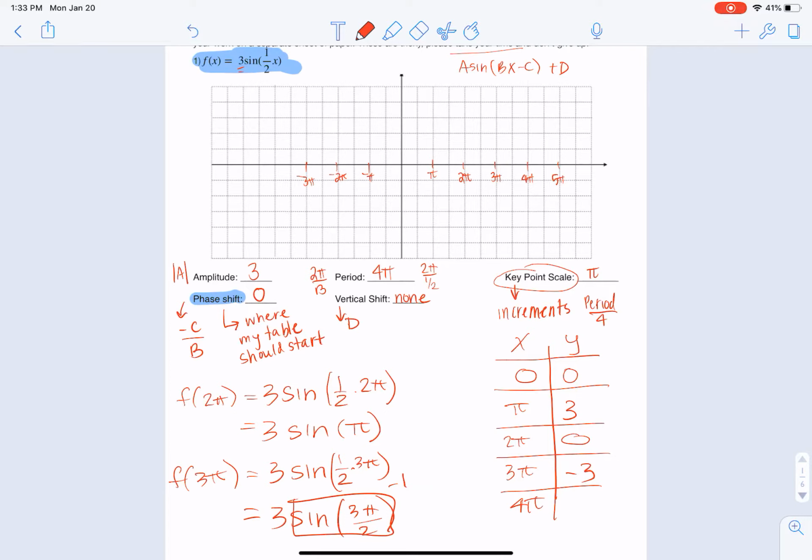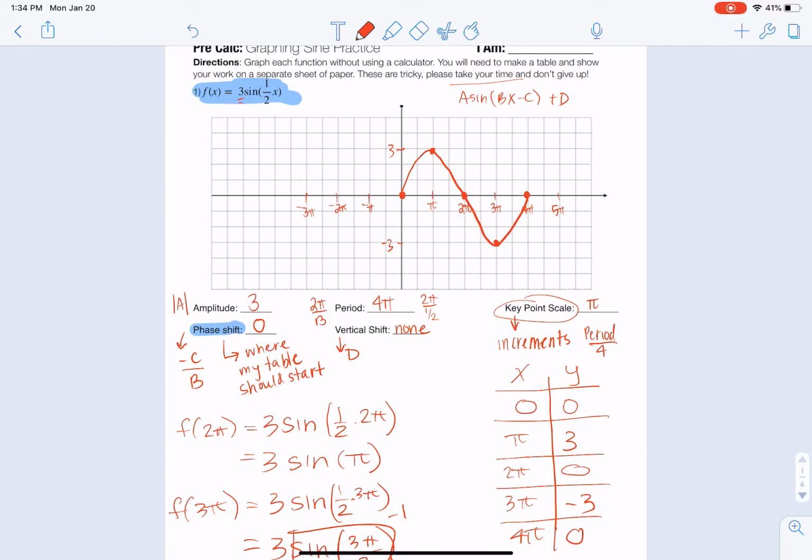And if I plug in 4 pi, I'm back where I started at 0, or 2 pi, the full rotation. So I know I'm back here at 0. So here is my 3 and -3. So I'm here at 0, 0, over pi and up 3, 2 pi, I'm at 0, 3 pi, I'm at -3, and 4 pi, I'm back at 0. So I can just come in and sketch a really nice period of this sine function here.